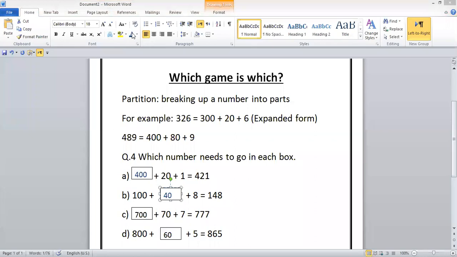Okay. Write it in your notebook fast, guys. We have finished this question. Now we are going to learn some new concepts. We finished A, B, C, D.